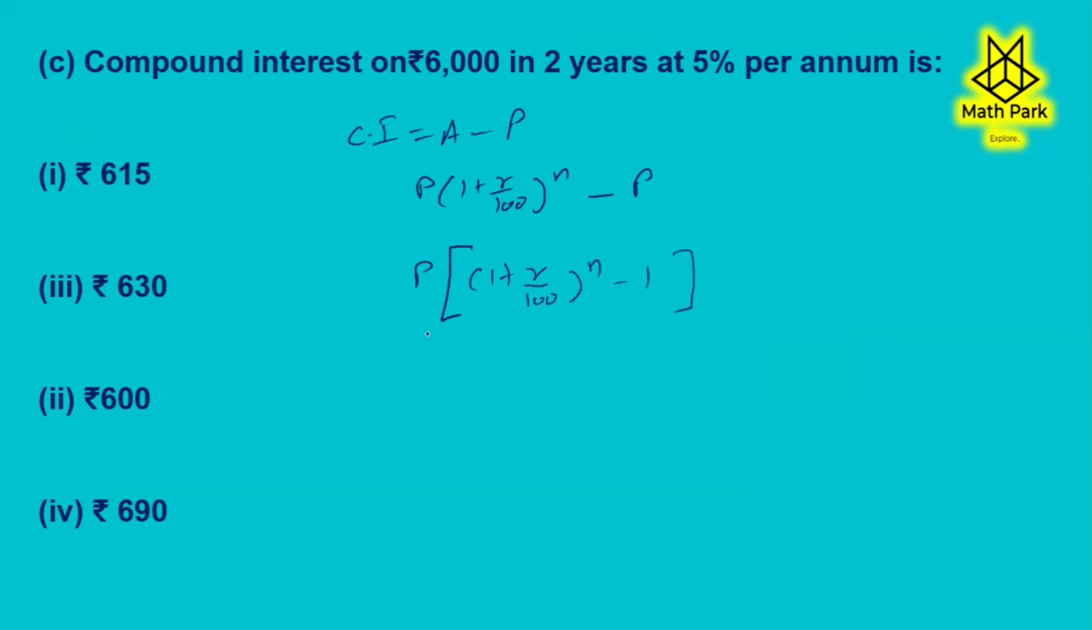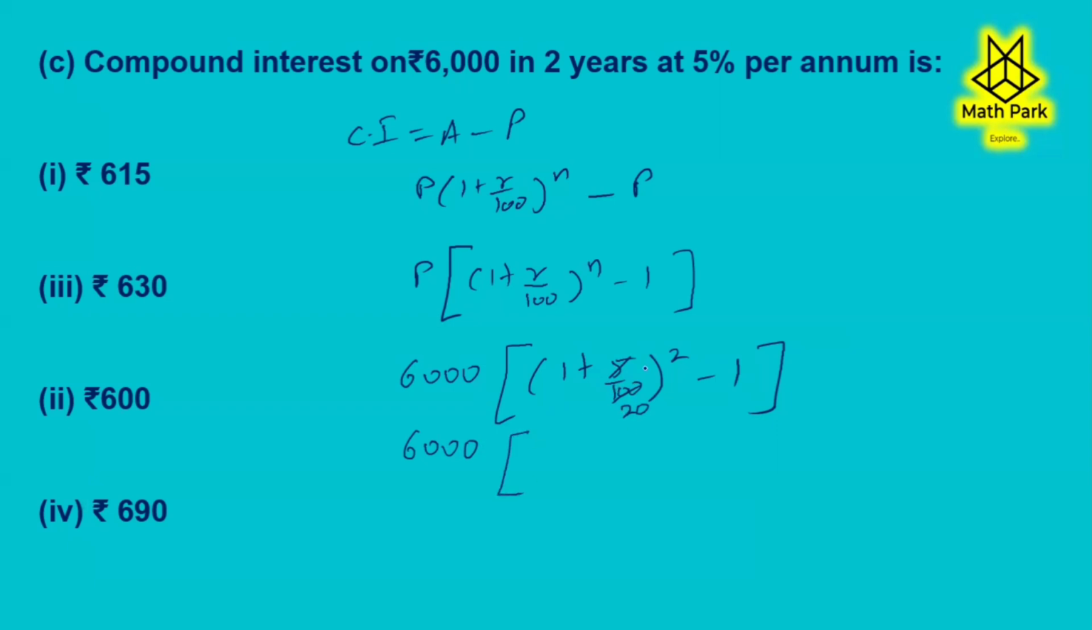Let's put values quickly. The principal is 6,000 in bracket. The rate of interest is 5%. So 1 plus 5 by 100. It is for 2 years and minus 1. So we have 6,000 and this is going to be 105 upon 100, or if I simplify, 5 ones are 5 and 5 20s are 20 plus 1, 21 by 20.